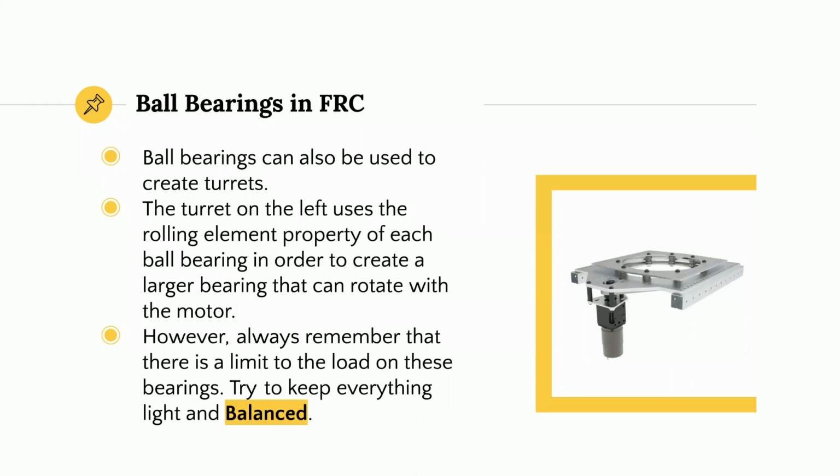However, always remember that there is a limit to the load on these bearings. Try to keep everything light and balanced. Essentially, you want the center of mass above the turret to always be above the center of the turret, if possible.